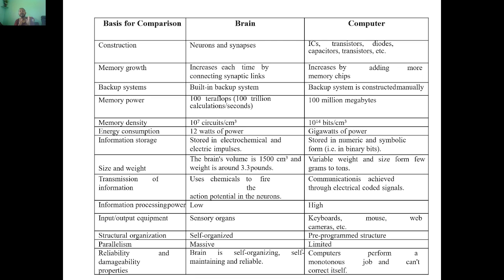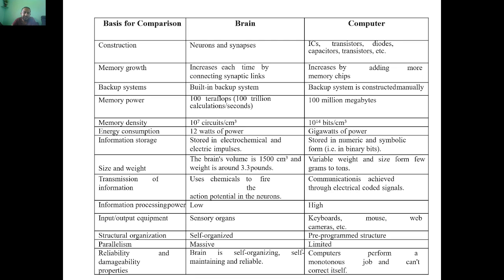Imagine 100 trillion calculations per second, and see where the CPU stands. It's just 100 million megabytes. Forget about these things. Forget about trillion, it's not even in billions. So imagine, there is a huge difference. You can't even imagine how much difference there is. You can say almost 100 billion times better and faster. The brain is faster than the computer.